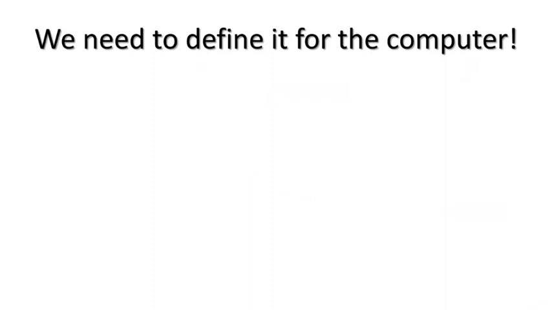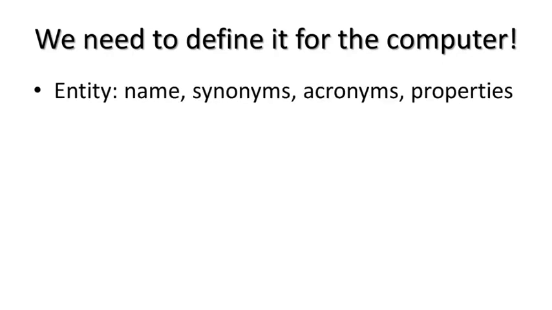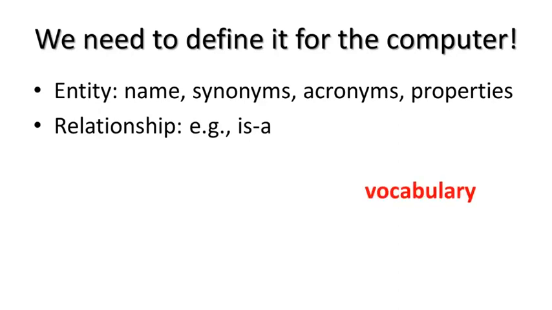A computer is only as smart as we make it to be. So if we want our computer to use its power to compute for us, we need to clearly define the data for it. We need to define all the entities, give each entity a unique name, enumerate all its synonyms and acronyms, and describe its properties. We also need to define the relationship between the entities, such as Wnt1 is a Wnt family member. Basically, we need to define a vocabulary.